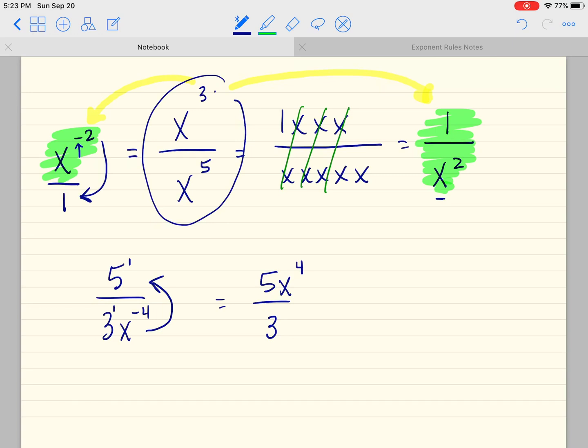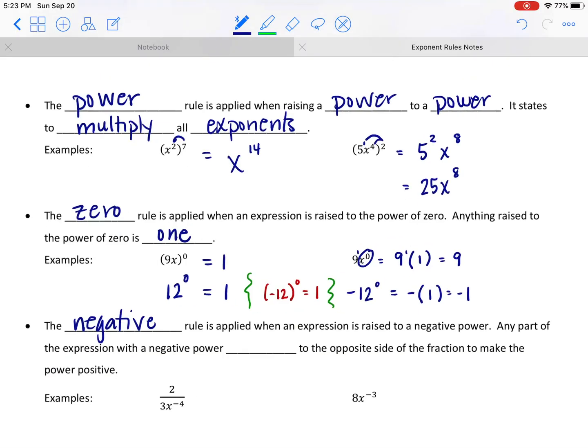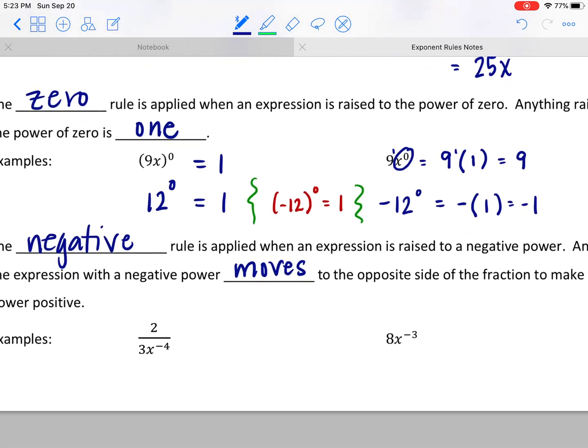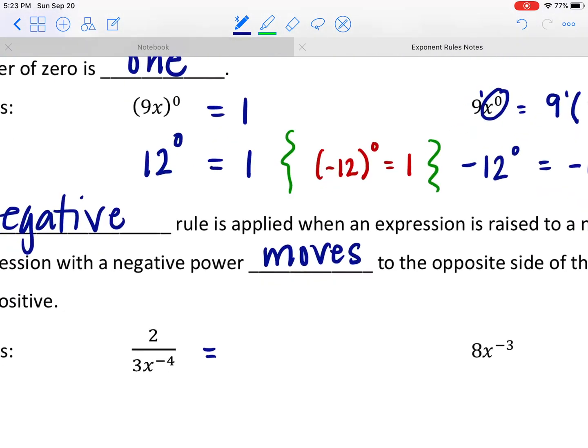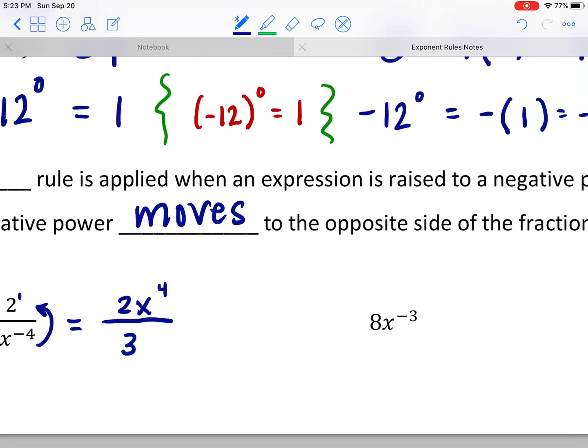Anytime you see a negative exponent, you move that base to the other side of the fraction and make that exponent positive. So here, any part of the expression with a negative power moves. You're just going to move it to the opposite side of the fraction to make the power positive. So again here, the 2 has a positive 1 for an exponent, the 3 has a positive 1 for an exponent, which means the 2 wouldn't move and the 3 wouldn't move. But these x's belong here. They're supposed to be on the top of the fraction so we can make it positive.